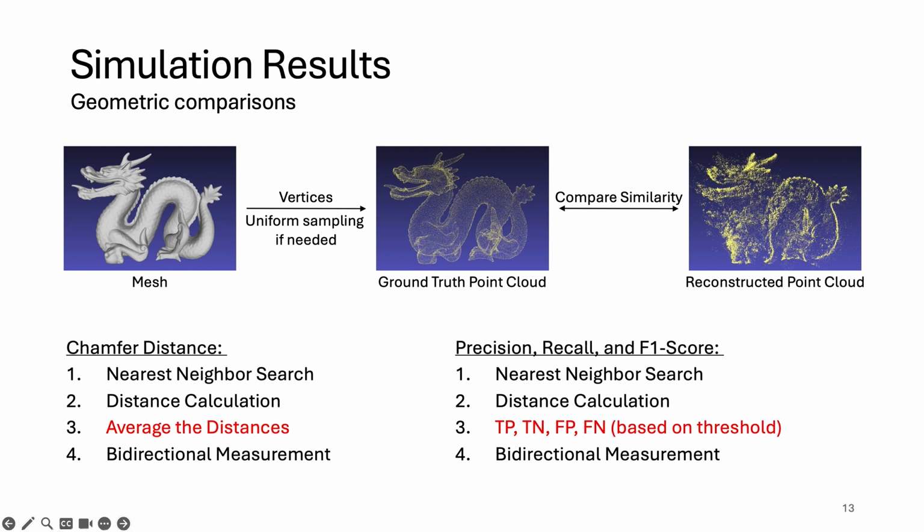Here is a quick recap. First, we iteratively choose a point from one point cloud, and then we find the point in the other point cloud that is closest to this point. We average the distance of all the point pairs for the chamfer distance and calculate the metrics based on the threshold for the F1 score. Finally, we change the order of the two point clouds and get the final result by combining them.